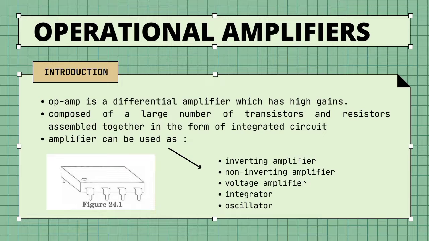So, operational amplifier introduction. Operational amplifier is a differential amplifier which has high gains, composed of a large number of transistors and resistors assembled together in the form of integrated circuit. Amplifier can be used as inverting amplifier, non-inverting amplifier, voltage amplifier, integrator, and oscillator. So that is the picture or image of the external view of one such packaged chip.